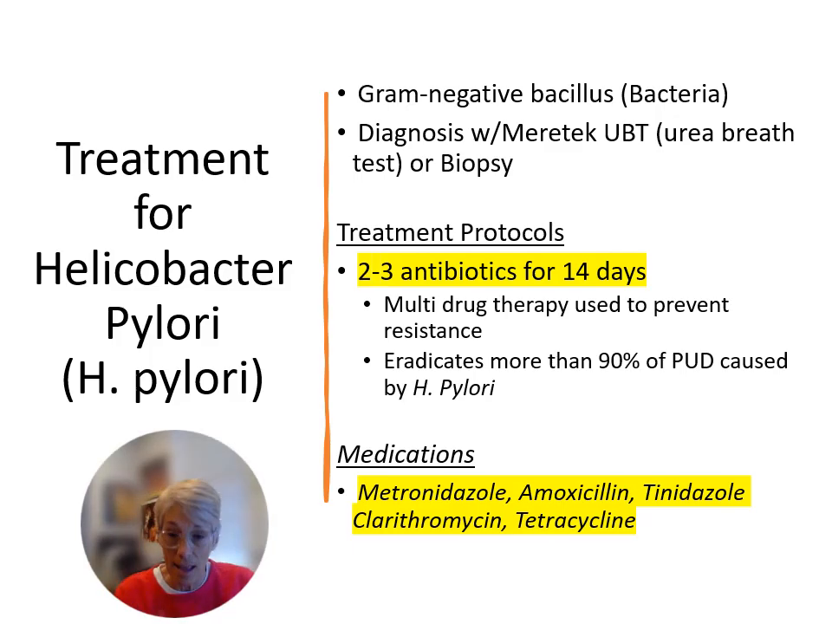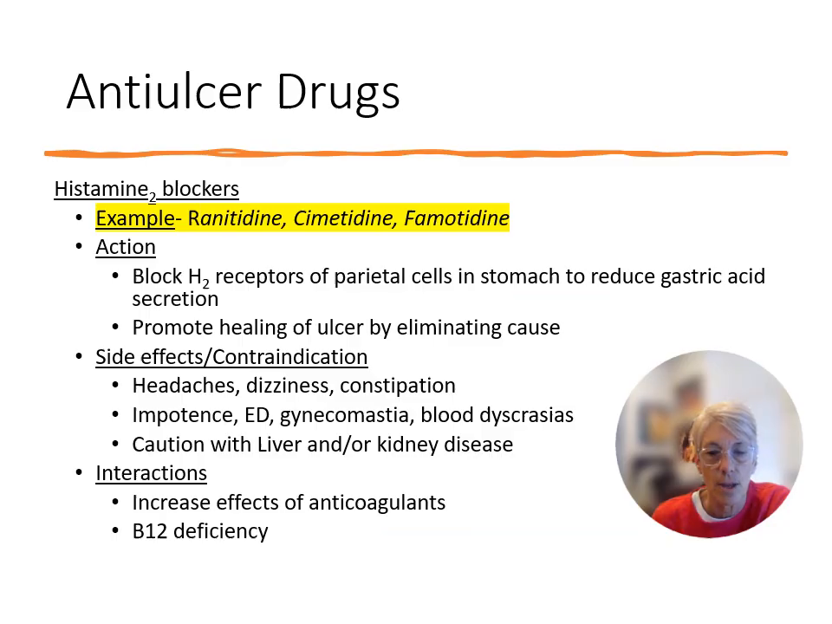Treatment for ulcers. Okay, so these are some of the antibiotics that you will use to treat H. pylori, and then we're going to look at both histamine blockers and our proton pump inhibitors a little bit deeper. So our H2 blockers like ranitidine, cimetidine, famotidine, these guys are going to block that histamine 2 and reduce that gastric acid secretion. Promote healing, right?